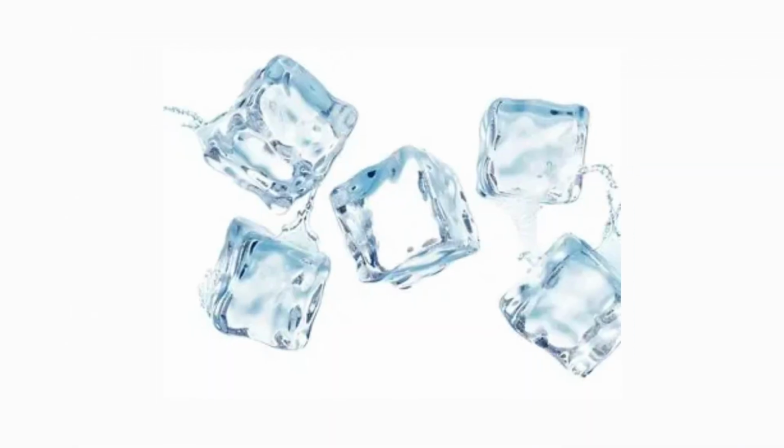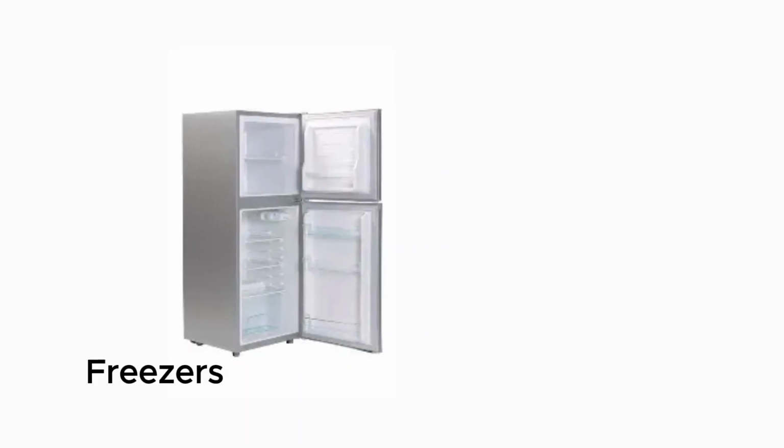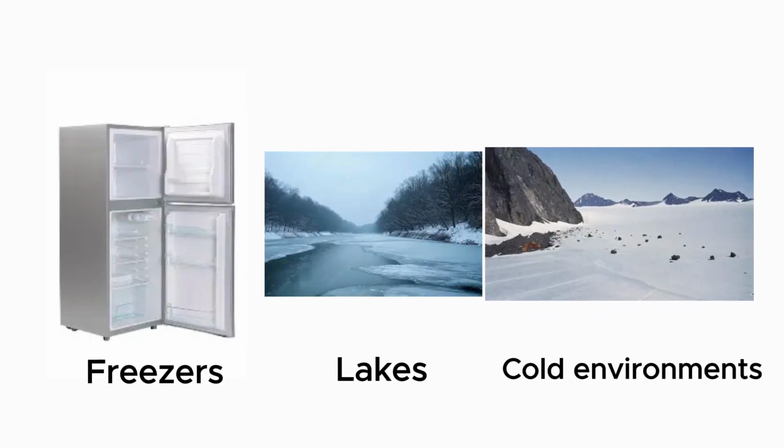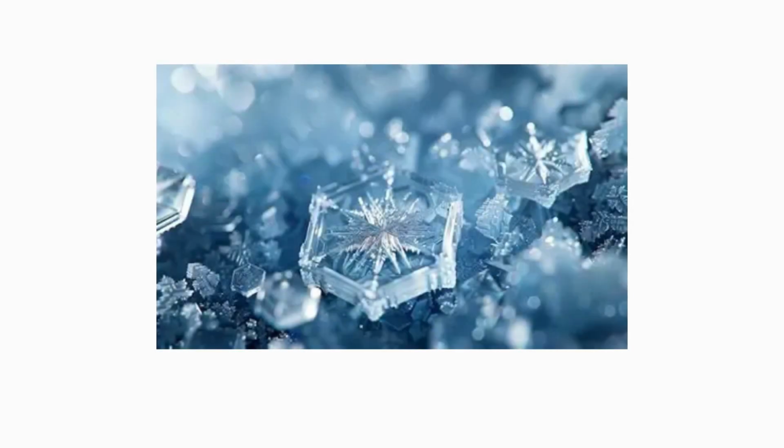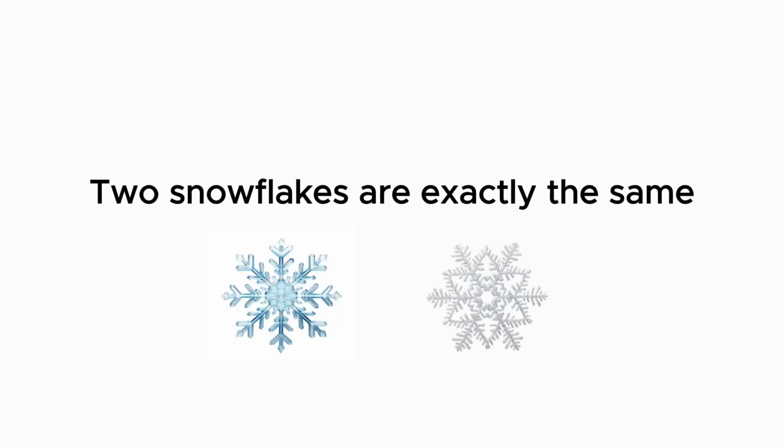Normal ice. This is the solid form of water most people see every day, formed when liquid water freezes at 0 degrees Celsius. It is found in freezers, lakes, and cold environments around the world. What makes it different is its simple crystal structure and clarity. Ice crystals actually form in a hexagonal pattern, which is why no two snowflakes are exactly the same.